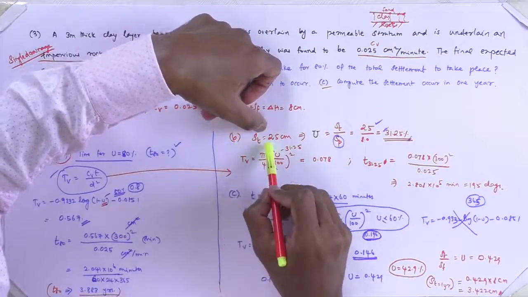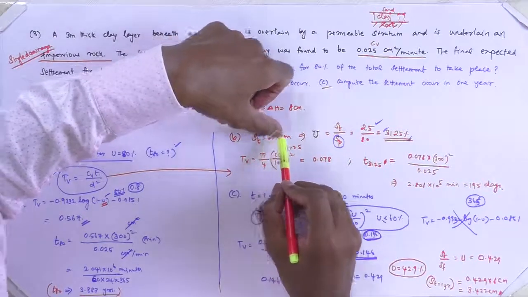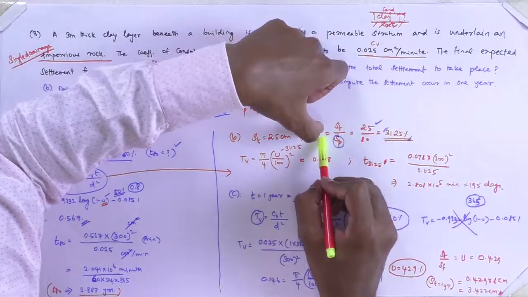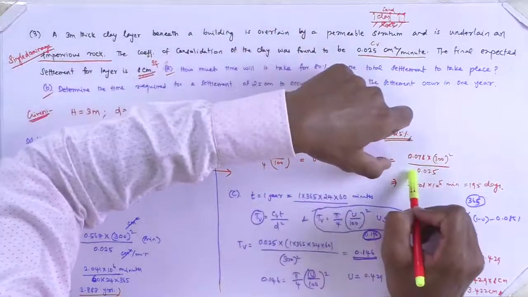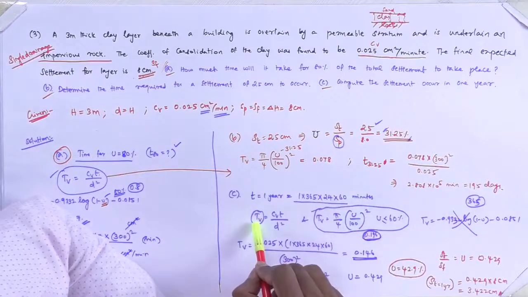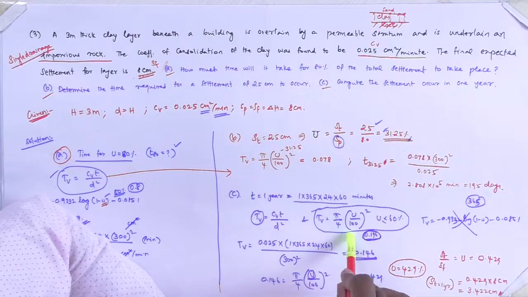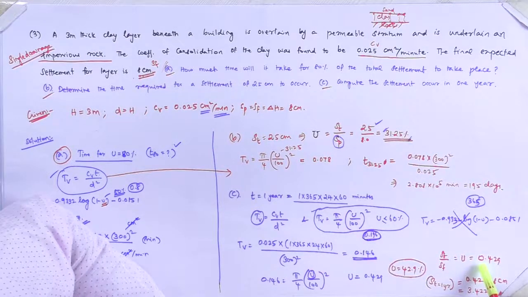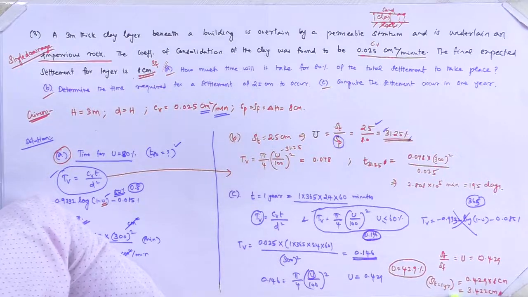What I have done in subdivision C is nothing but the reverse of case B. In case B, the settlement is given; we found the degree of consolidation respective to the settlement, and substituting in the TV formula we got time. Now we have a reverse process. We have time, substituting in the TV formula to get TV, and again substituting in this formula, you get the degree of consolidation. So to complete this much degree of consolidation, what is the settlement? So we found that at 1 year it is 3.422 centimeter.